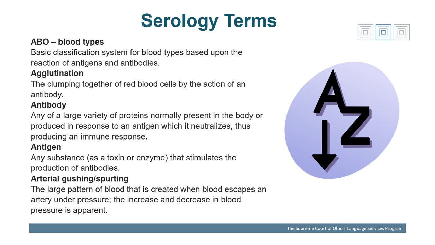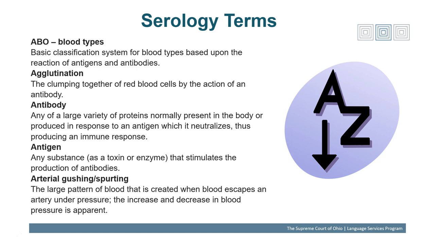Antibody: any of a large variety of proteins normally present in the body or produced in response to an antigen, which it neutralizes, thus producing an immune response. Antigen: any substance, as a toxin or enzyme, that stimulates the production of antibodies.